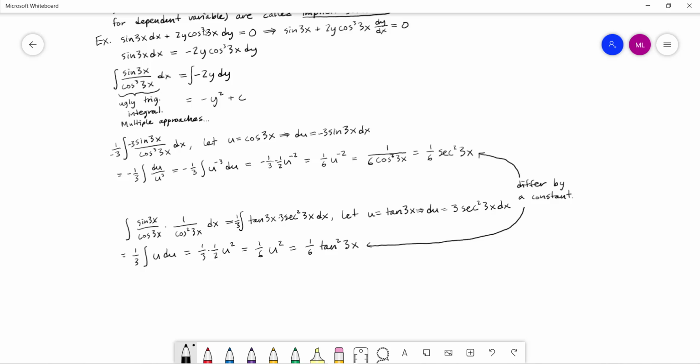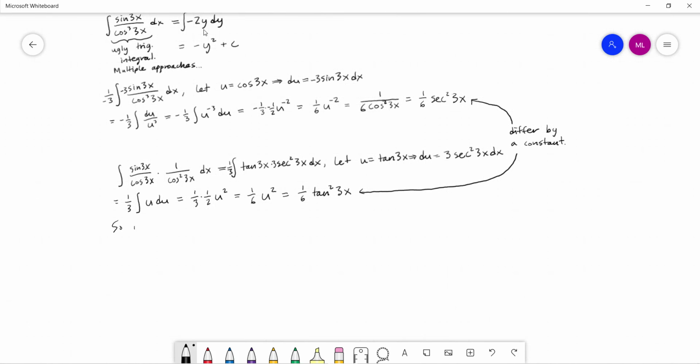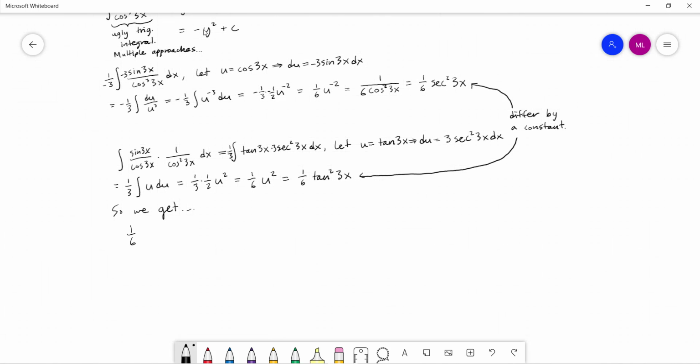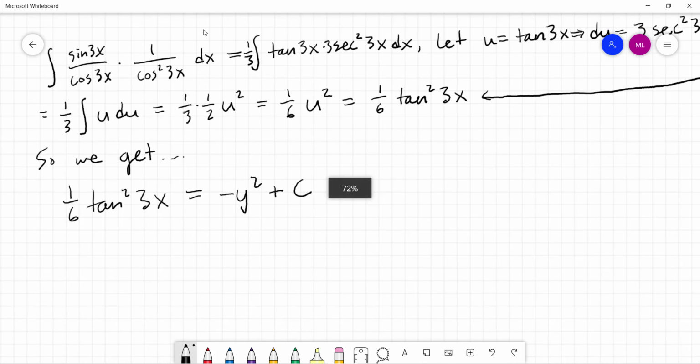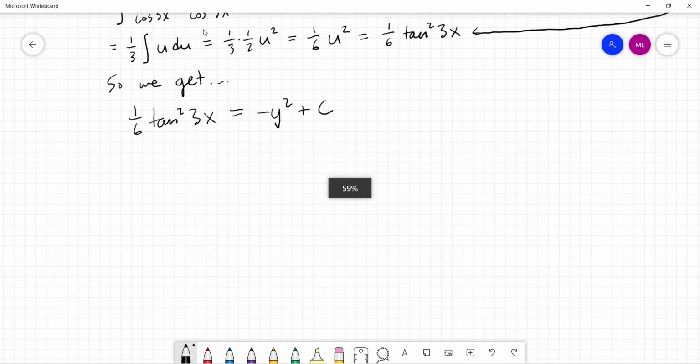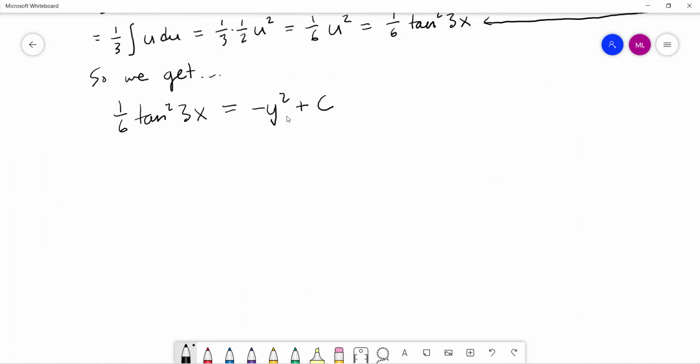We have our answer for this piece, and our solution is, on the left-hand side, 1/6 tangent squared of 3x, and on the right, equal to negative y squared plus c. Okay, just wanted to zoom out so I could see it all at once. So here's our solution. Can we solve for y? Yes, we can. It's going to make this look a little bit ugly, so this is probably fine, but if we wanted to solve for y, it wouldn't be too bad. We'll just subtract c from both sides, multiply by -1 to get rid of this negative sign, and then take the square root, essentially. So that's what we would wind up with.